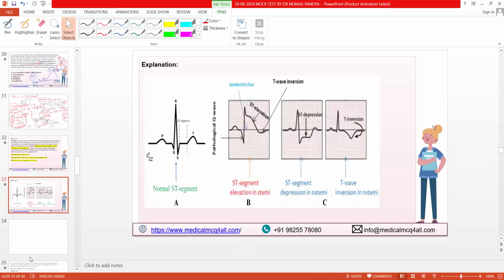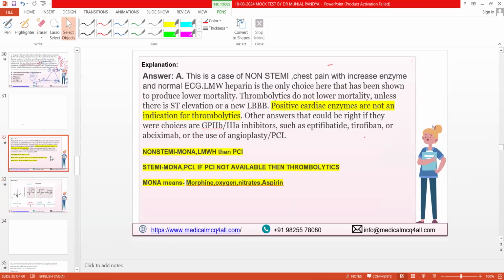Sir, if we don't have an enzyme level, then what to do? I understand. So, say for example, this patient has chest pain. This patient has an ECG. This patient has a normal ECG, right? But sometimes in early stages, the ECG changes also take time, right? So don't discharge the patient at home. Keep him under observation for 12 hours.